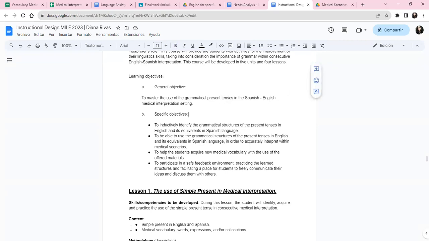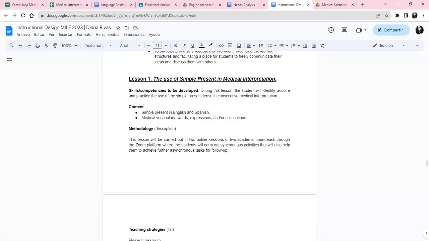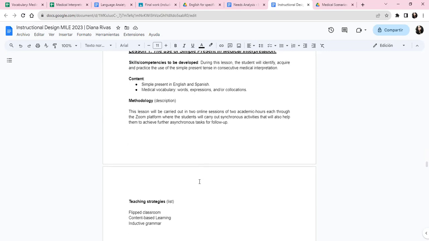them with others. And for our first lesson, the use of simple present in medical interpretation, the skills to be developed during this lesson are to help the student to identify. They will be identifying, acquiring, and practicing the use of the simple present tense in consecutive medical interpretation. The content: simple present in English and Spanish, and medical vocabulary, words, expressions, and or collocations.